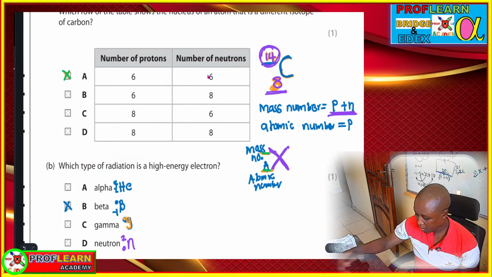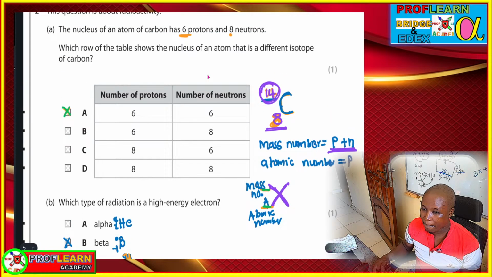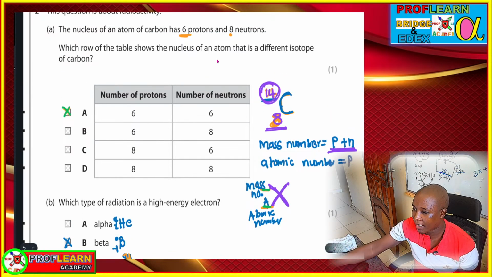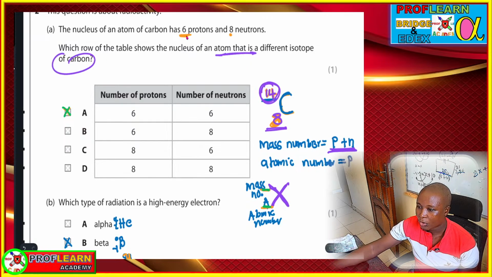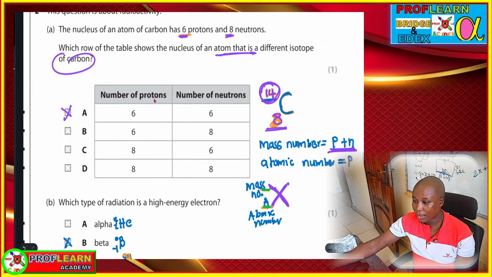In this case, you are told which row of the table shows the nucleus of an atom that is a different isotope from carbon. So this was 6 and 8. So we have 6 protons, 8 neutrons. So the number of protons, number of neutrons. It has to be A, because for isotopes they must have the same number of protons but different number of neutrons.